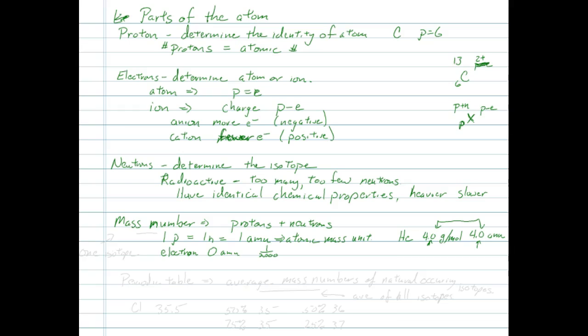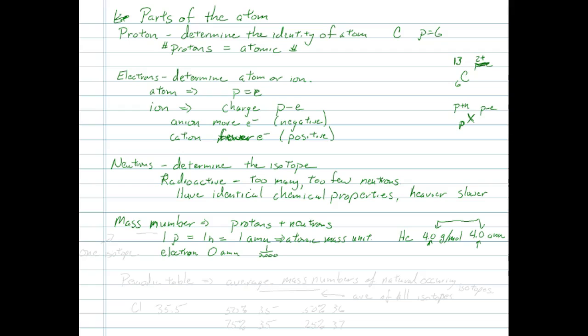So here in this specific example, it's 13. That means there are 13 protons and neutrons added together, there are 6 protons. 13 take away 6 means there are 7 neutrons. So you can calculate how many protons, neutrons, and electrons there are from this.